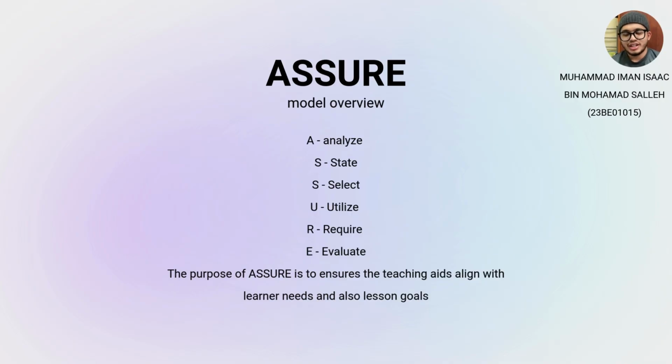For the next slide is the ASSURE Model Overview. A is for analyze, S is for state, another S is for select, U is for utilize, R is for require, and E is for evaluate. The purpose of ASSURE is to ensure the teaching is aligned with learner needs and also lesson goals.